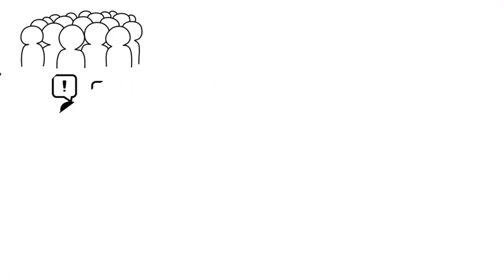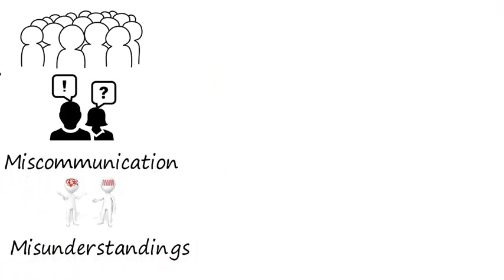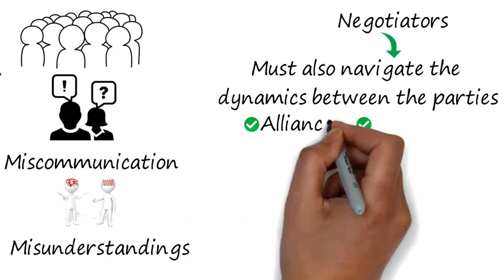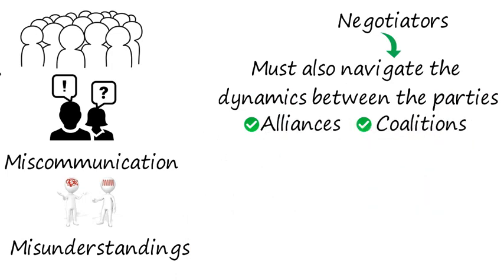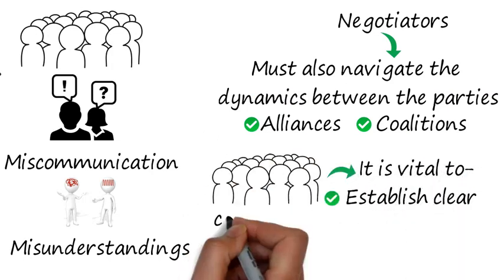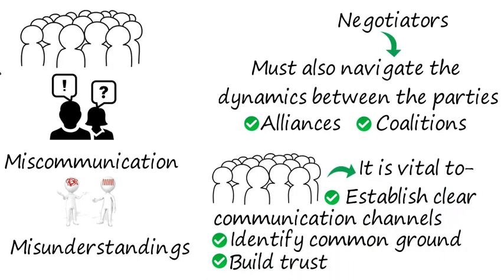Furthermore, when there are more parties, there is a greater likelihood of miscommunication and misunderstandings. Negotiators must also navigate the dynamics between the parties, such as alliances and coalitions, which can change throughout the negotiation. In multi-party negotiations, it is vital to establish clear communication channels, identify common ground, and build trust among all parties involved to ensure a successful outcome.